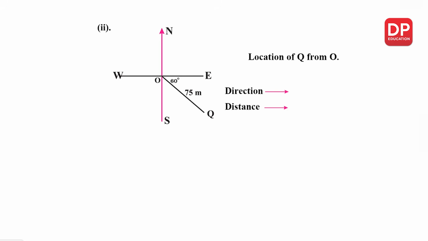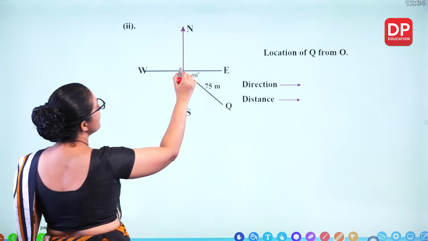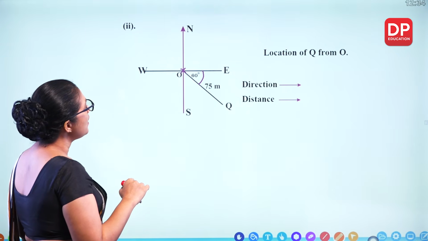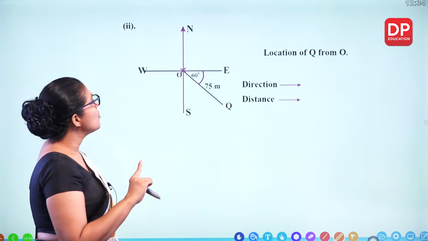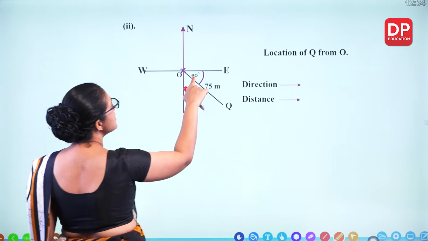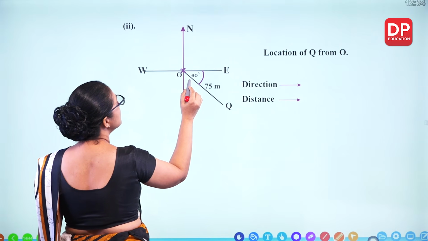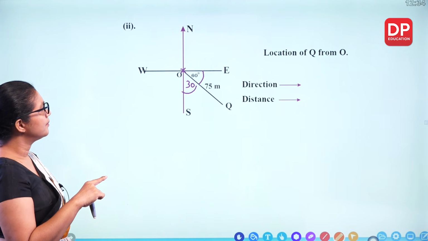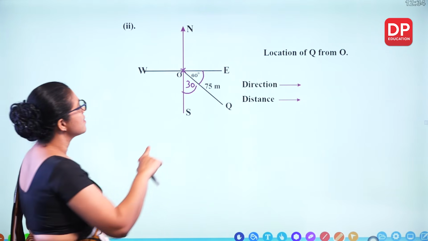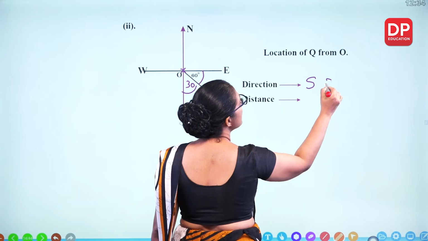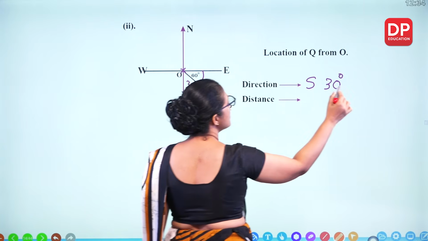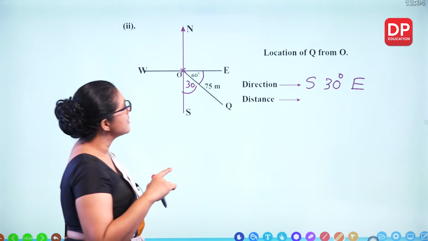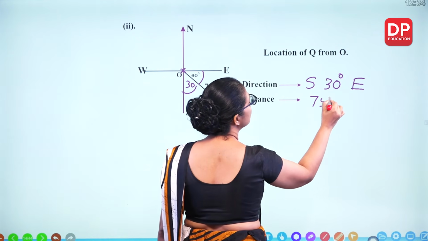This one, location of Q from O. This is the point O, 60 degrees here. So we normally say using north and south. If this is 60, what is this angle? This should be 30. So you can use the 30-degree angle. What's the direction? South, 30 degrees towards east. And what's the distance? 75 meters.